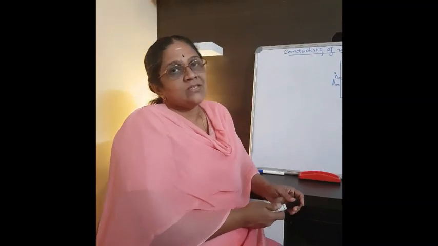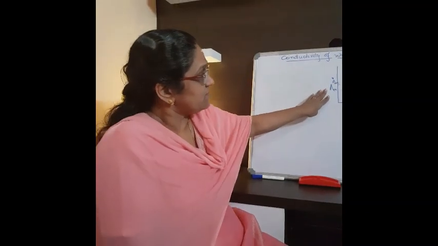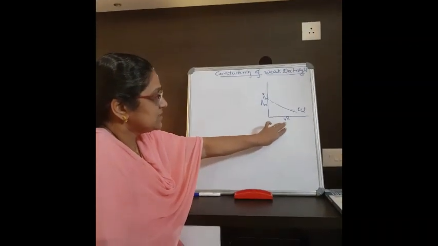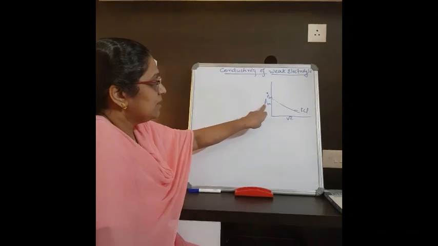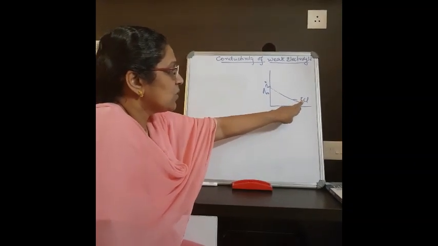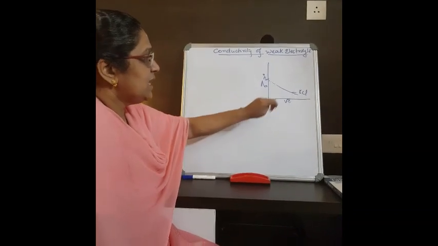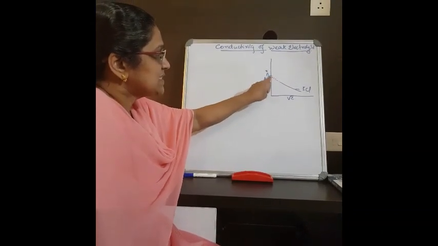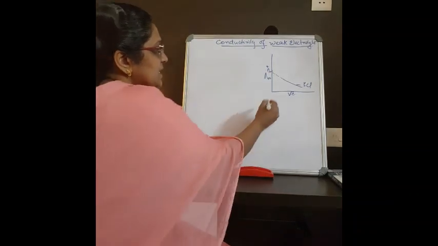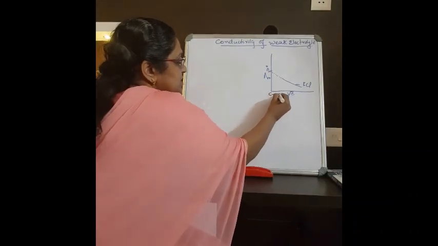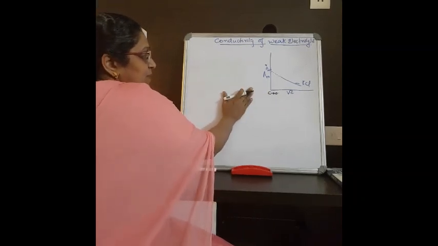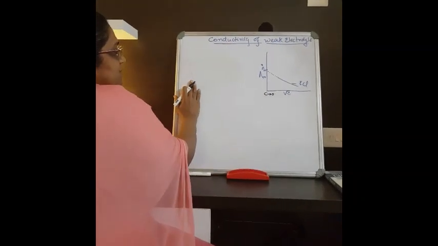Okay. Last class we saw we plot a graph with root C, that is concentration, against molar conductivity, and you got a straight line for a strong electrolyte, isn't it? Then we extrapolate it or extend it and you got lambda 0, which means the concentration C tends to 0, correct? Now we will see the same thing for a weak electrolyte.